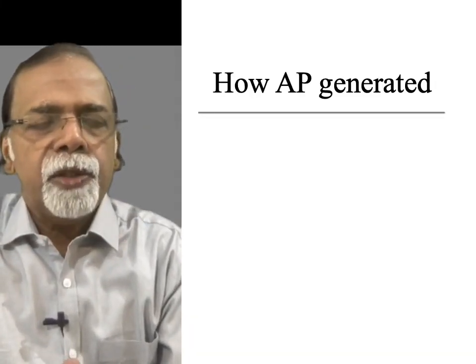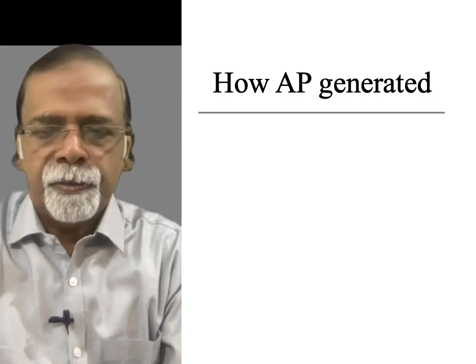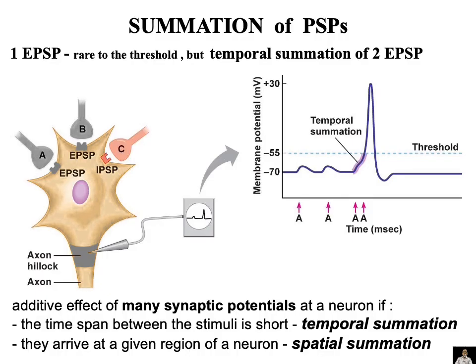Now we see how the action potential is generated. Let us see how an action potential is generated in the neuron. Here you can see that the neuron is receiving impulses from different areas or from different neurons.